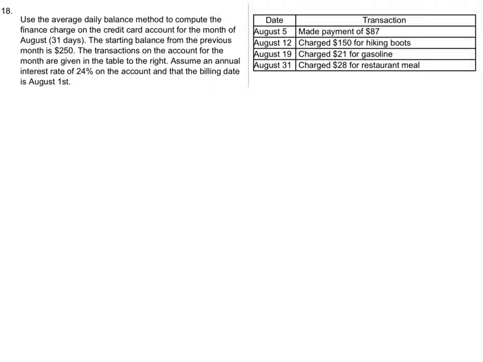The average daily balance method. Use the average daily balance method to compute the finance charge on the credit card account for the month of August, 31 days. The starting balance from the previous month is $250. The transactions on the account for the month are given in the table to the right. Assume an annual interest rate of 24% on the account and that the billing date is August 1st.